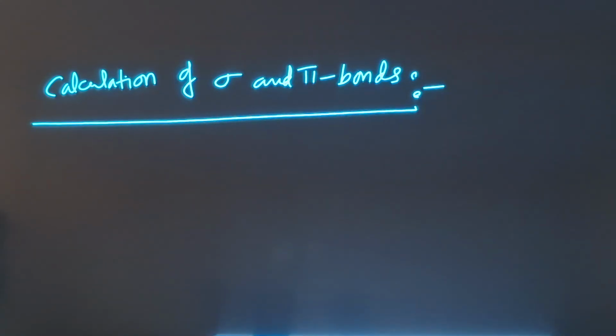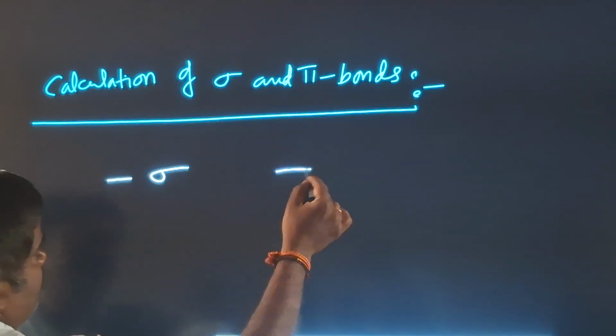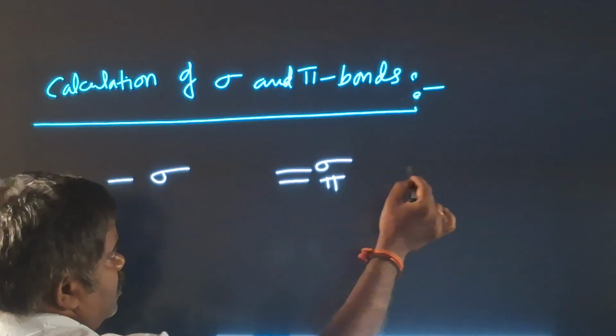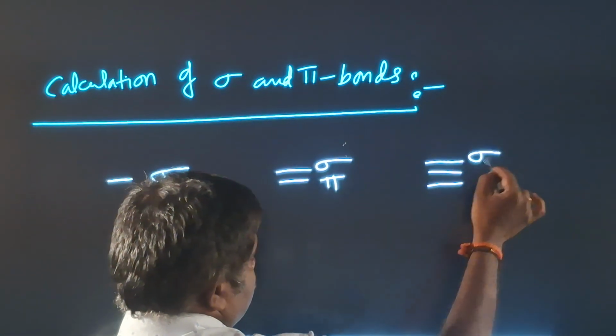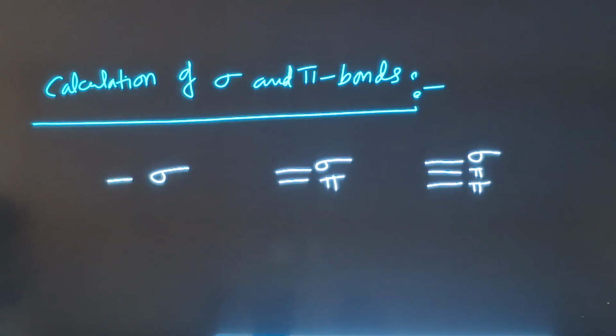Listen. Every single bond is sigma. Every double bond has 1 sigma and 1 pi. Every triple bond has 1 sigma and 2 pi.